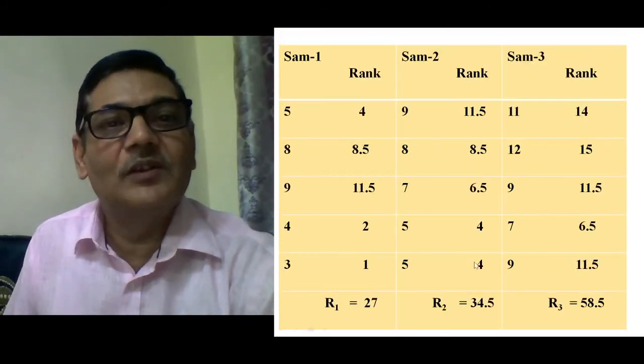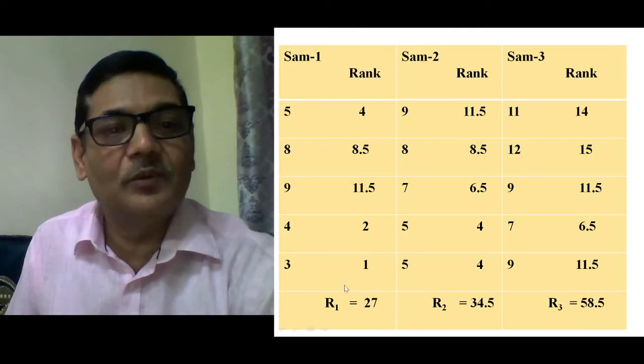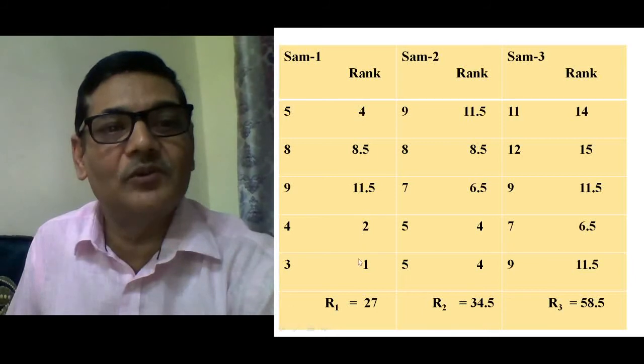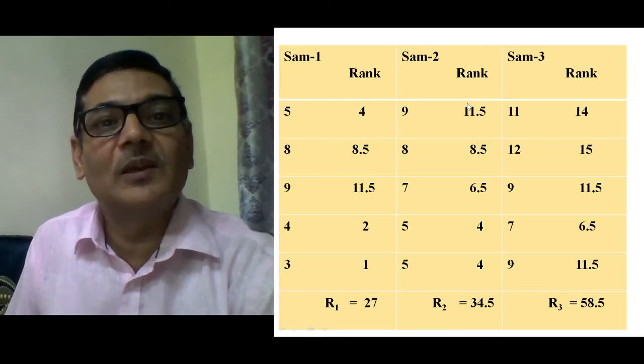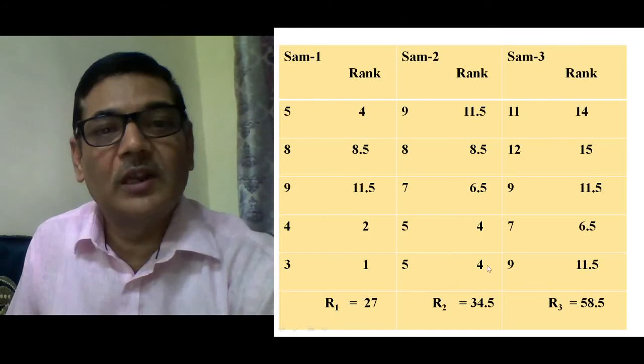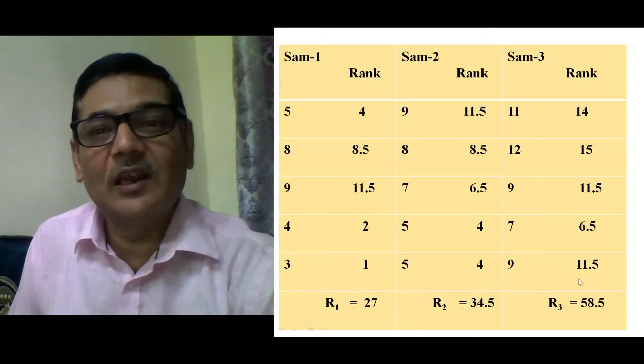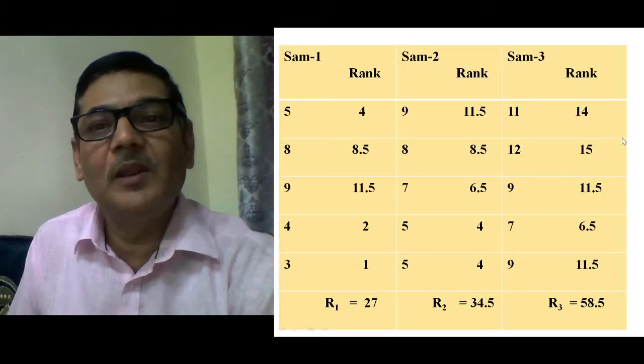Now we can see in this table that we have taken the sum of the ranks of this sample 1. So R1 comes 27. 27 we have obtained by adding the rank values like 4 plus 8.5 plus 11.5 plus 2 plus 1. Likewise in case of sample 2, all these individual ranks have been added and the value comes 34.5. In case of sample 3, the values of these ranks are added with each other and the final value comes 58.5. So we have done the major task.